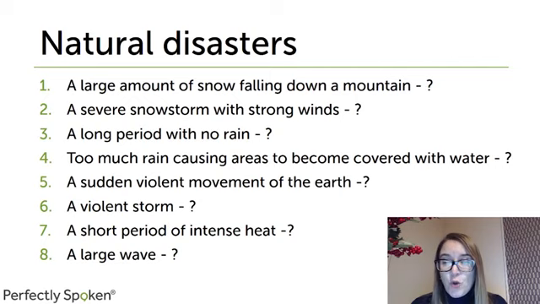Number 3, a long period with no rain. What do we call this? Number 4, the opposite, too much rain, causing areas to become covered with water. Number 5, a sudden violent movement of the earth. Number 6, a violent storm. Number 7, a short period of intense heat. And number 8, a large wave. Now, do you know what these words are? Pause the slide and see if you can write down any of them.